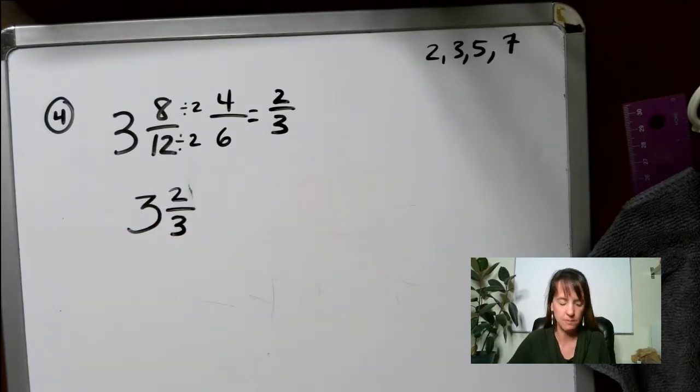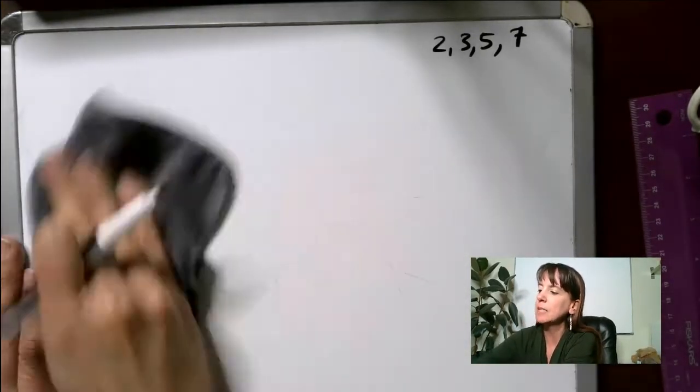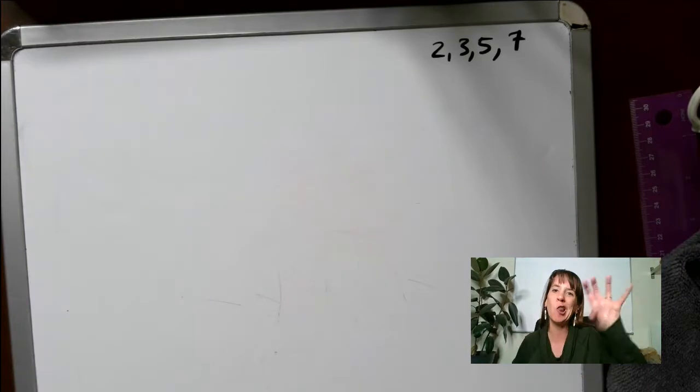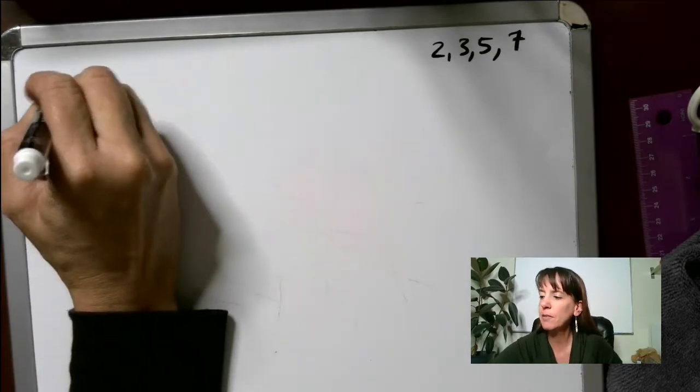3 and 2/3, okay? So now let's talk about writing as a mixed number. Mixed numbers have a larger number up in the numerator. So example number 5 says 12, this is number 5, I'll write that here.